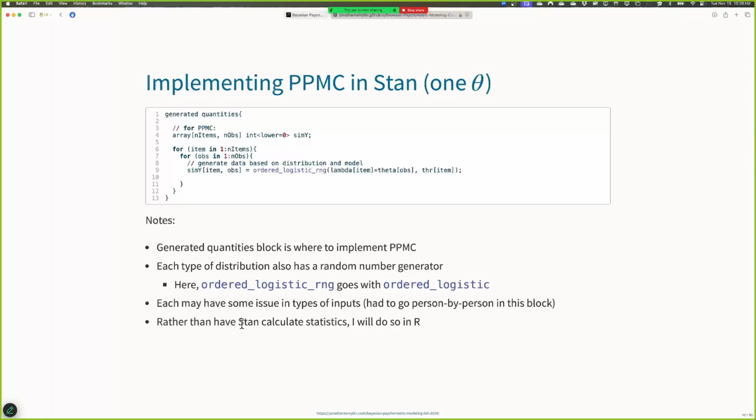But rather than have Stan calculate statistics, we're going to do that in R, and I'll show you that in just a bit, mainly because to get a tetrachoric correlation or a polychoric correlation, there aren't functions in Stan for those, so we have to do that on our own.